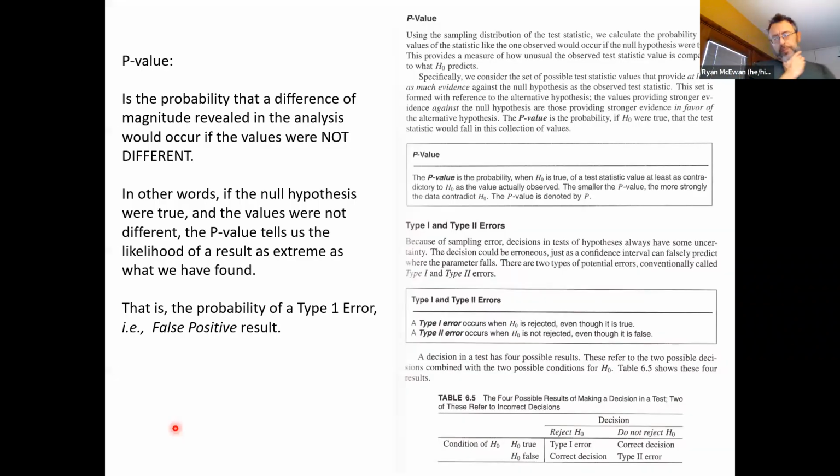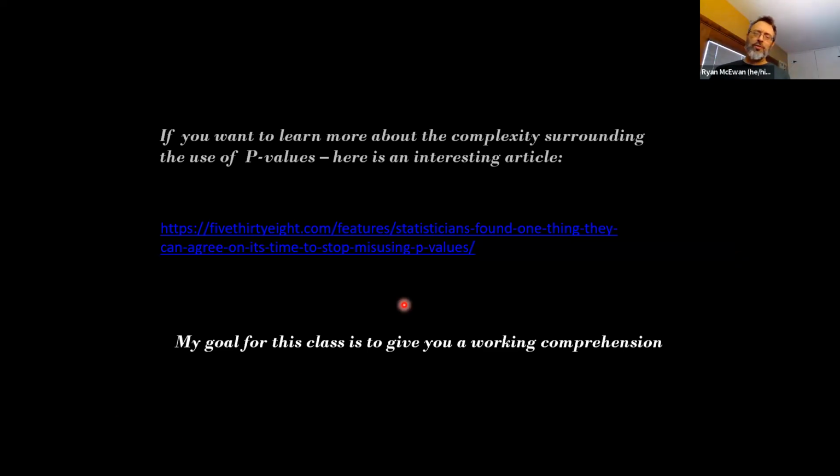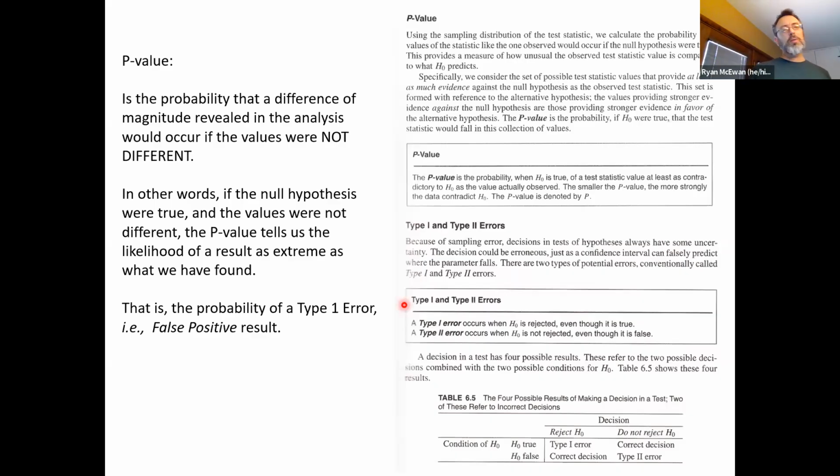Okay, what is a p-value? The p-value is the probability that a difference of the magnitude revealed in the analysis would occur if the values were not different. This is very hard to understand. Almost no one understands this. Even, and this is what this article is about, if you interviewed a bunch of statisticians, they couldn't explain it. It's hard to explain. If the null hypothesis were true and the values were not different, the p-value tells us the likelihood of a result as extreme as what we have found.